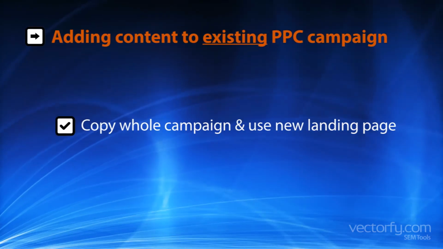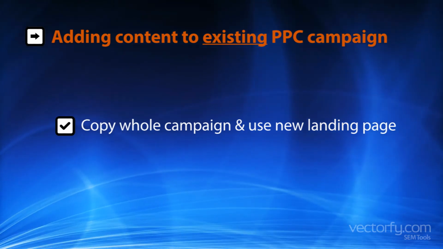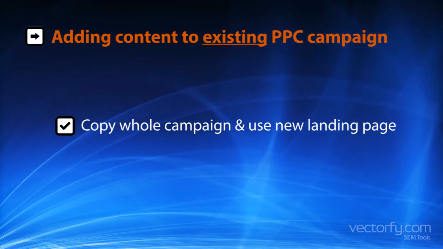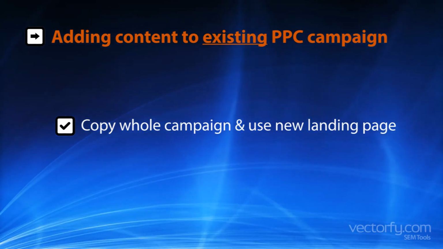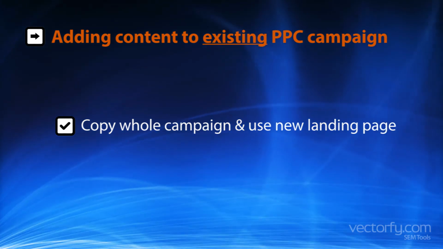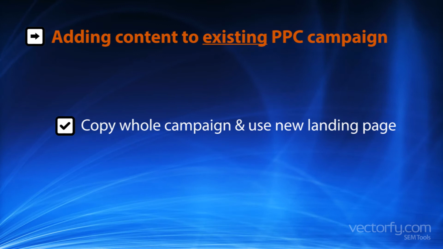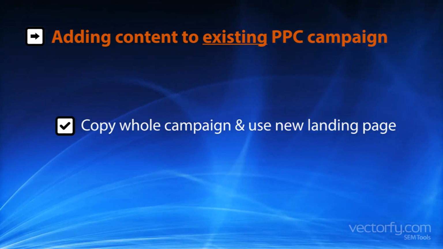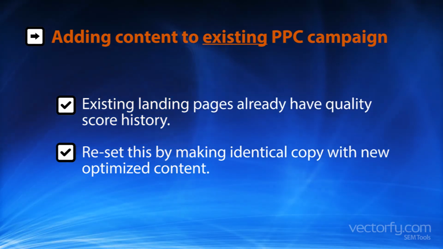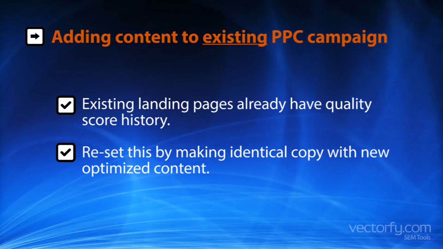For PPC optimization of an existing campaign, you will need to copy your entire campaign and set up a new landing page copy with the new content on. So for example, if your traffic is usually going to landingpage.html, then copy the page and call it landingpage2.html and add the new content to the new landing page. The reason we do this is because your existing landing page will have already been analyzed and will have its own quality score history. That needs to be reset by having a brand new page.